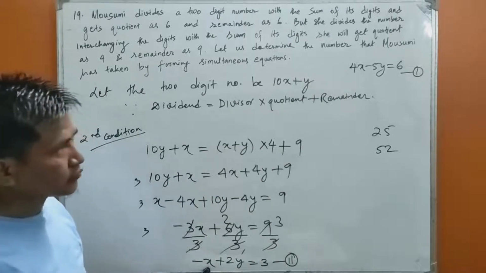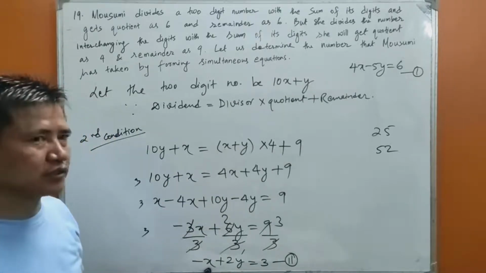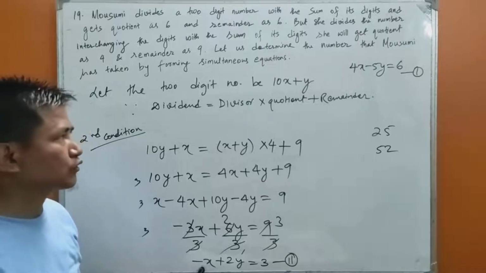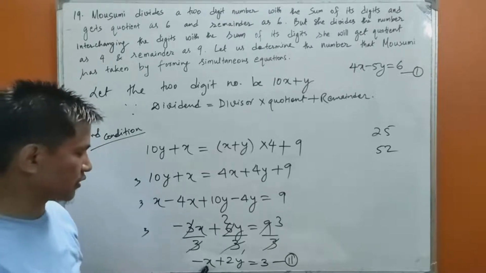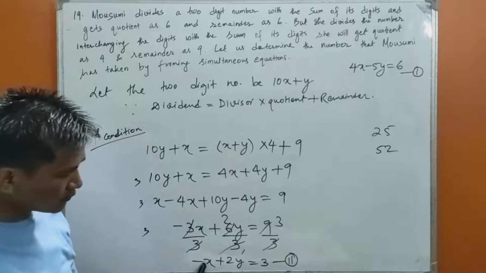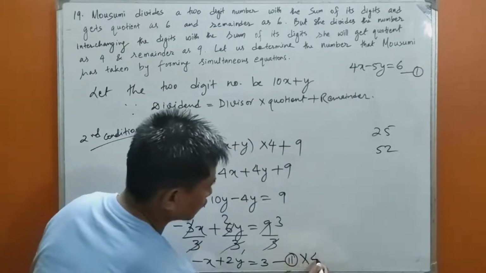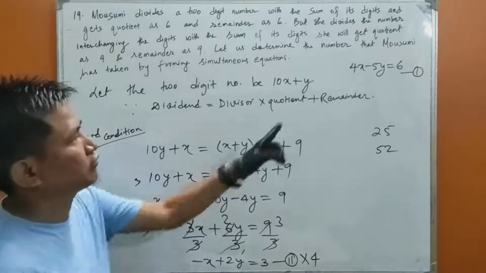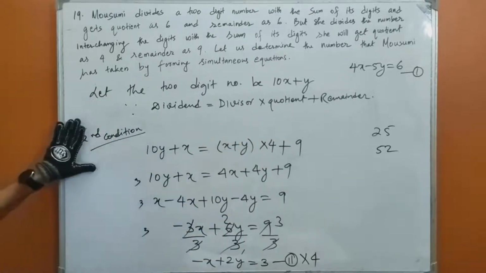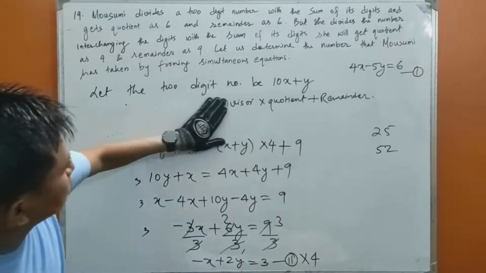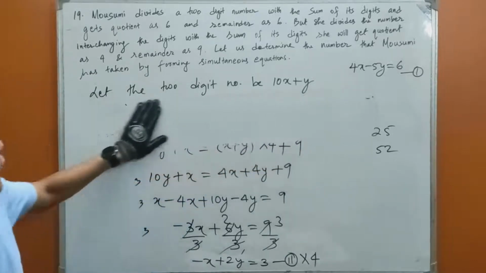I am trying to solve this by the elimination method. So the coefficients of x should be equal to eliminate x, okay? Here we have 1 and here we have 4. So let us multiply equation 2 by 4 to make the coefficient of x equal. Please take the screenshot, okay? I'm erasing this now. We don't need this again.